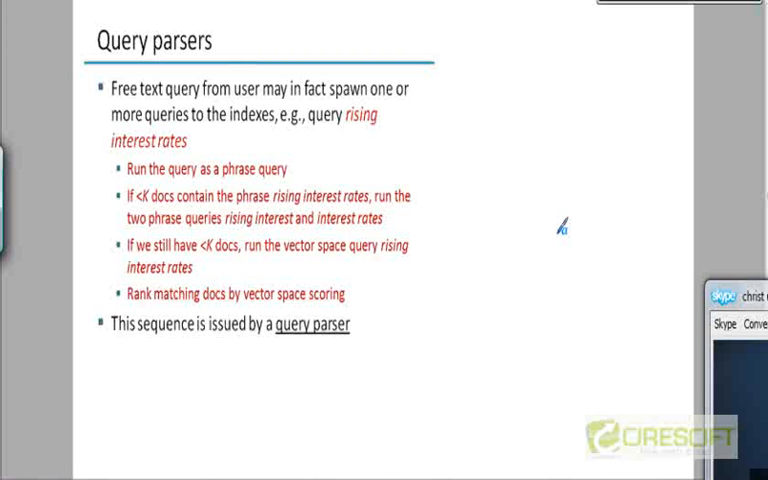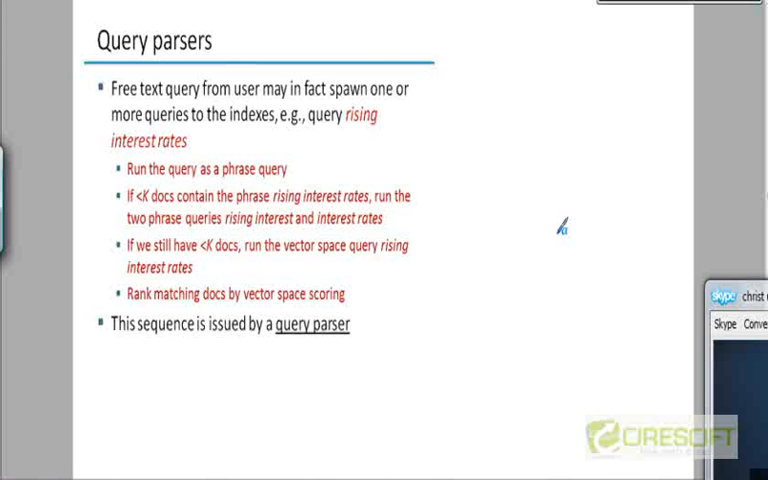Now, if you still end up with less than k documents, then it could take the query rising interest rates and submit it to a different index in the back end, which is going to run it as a vector space query. This index will implement something like term at a time scoring, maybe with a few optimizations of the kind we've seen.